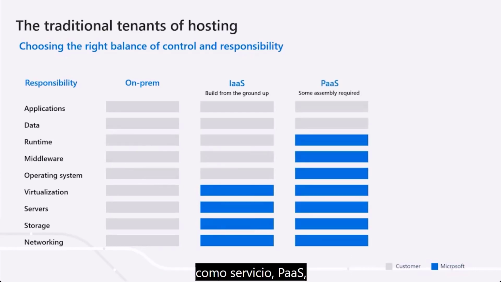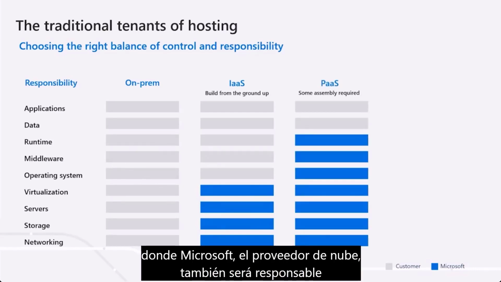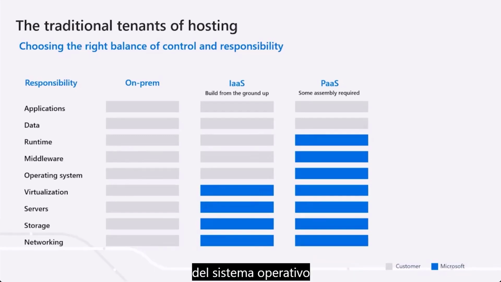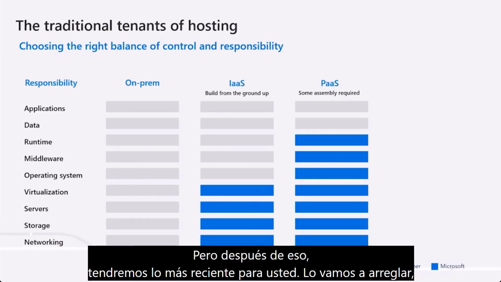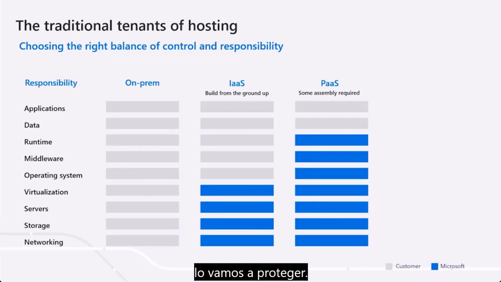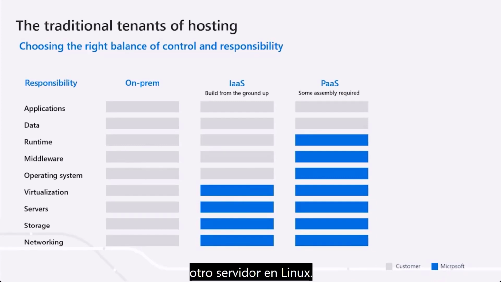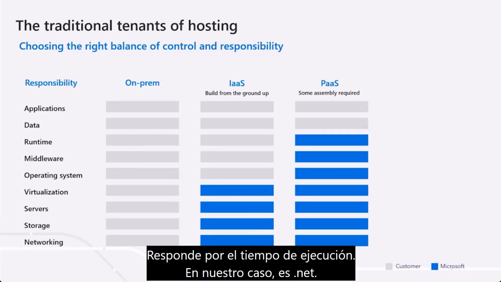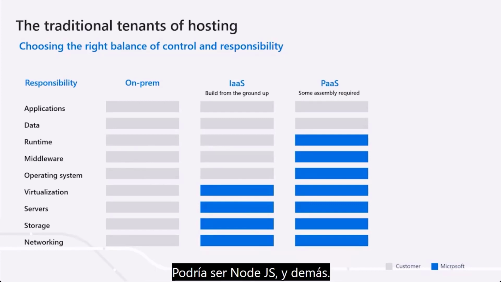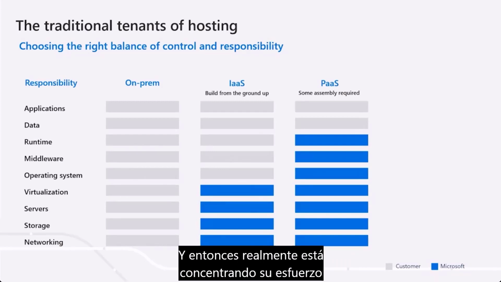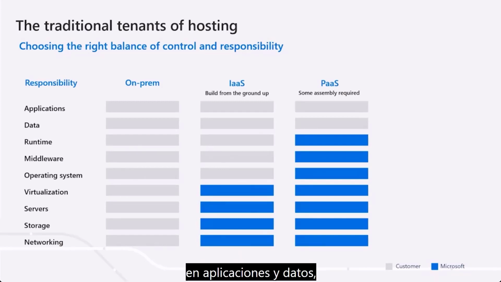which is why a lot of people prefer to move to platform as a service, PaaS, where Microsoft, the cloud provider, is going to be responsible also of the operating system. So you can choose Windows or Linux, but after that, we are going to keep you to the latest. We are going to patch it. We are going to secure it. It's also responsible for the middleware. For example, on Windows, it would be IIS, or maybe you have another server on Linux. It's also responsible for the runtime. In our case, it's .NET, it could be Node.js, etc., etc. And then you are really concentrating your effort on applications and data, which is really where your expertise is needed.